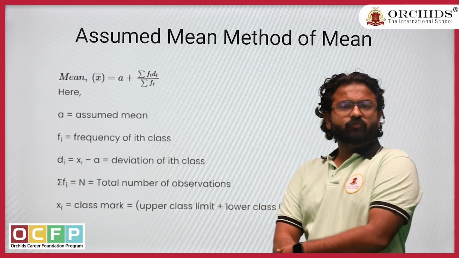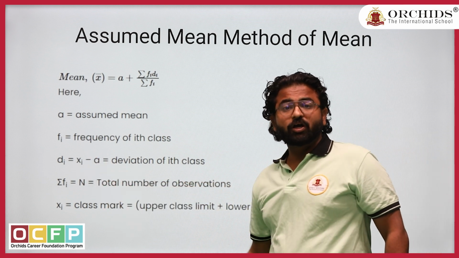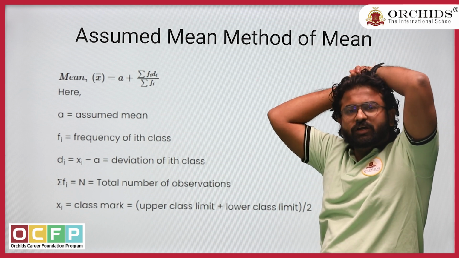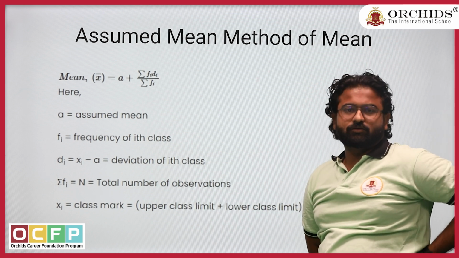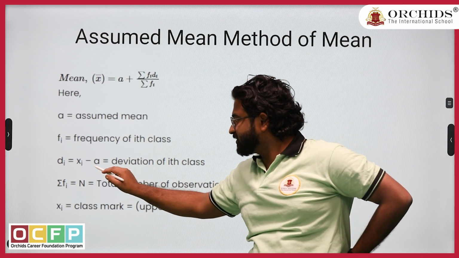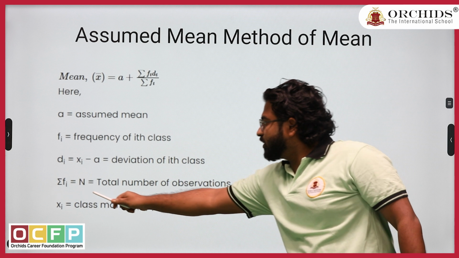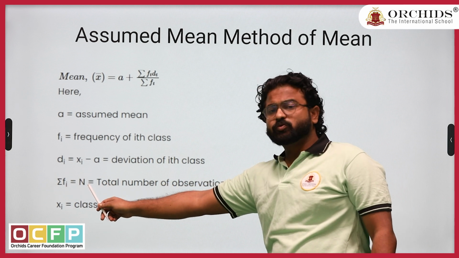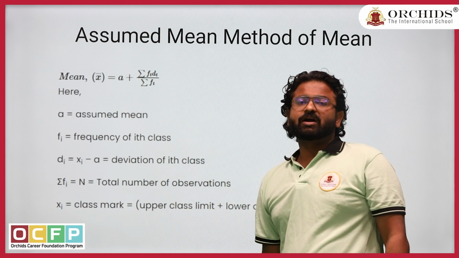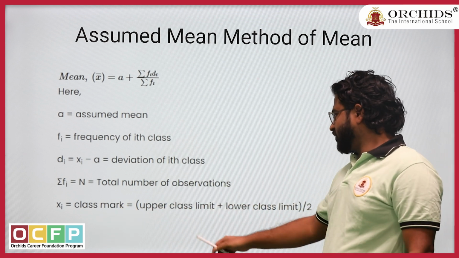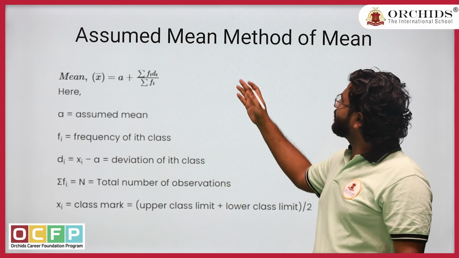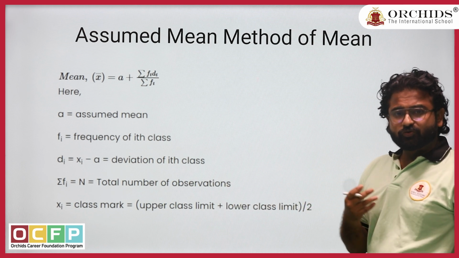Fi is my frequency. D, here you will get the doubt in exam. What you will do, sir? In di it was xi minus a or a minus xi. So keep in your mind, it will always be xi minus a. Fine. Sigma fi is equal to n, that is your total number of observations. And what is your xi? Xi is the class mark. Again, for the class mark, same formula: upper class limit plus lower class limit by 2. So we have done the recap for the assumed mean method. Now we will move to the question.